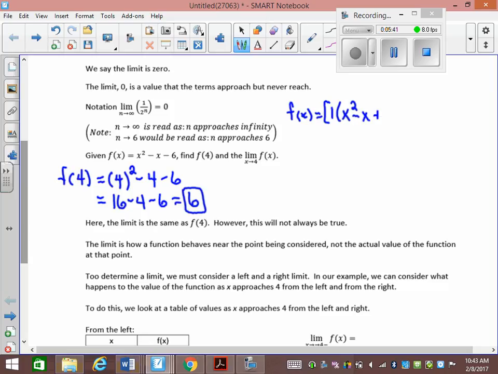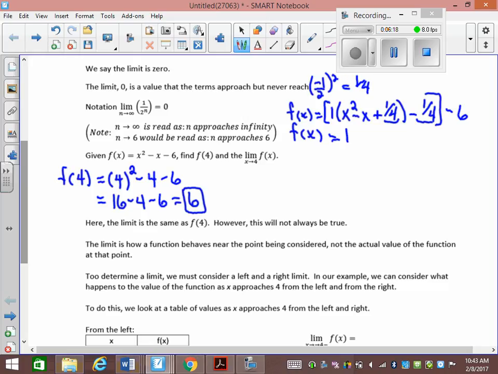We add a blank. We minus a blank. And we minus 6. To get the blank, we do b divided by 2 squared. Our b is -1. So we're going to do -1 divided by 2 squared, which is a quarter. So we get 1/4.